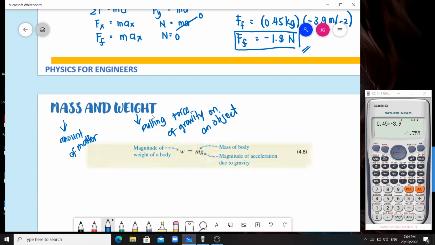Kasi si weight, naapektuhan siya ng gravity. So, kung ang object mo ay wala sa Earth, may iba yung weight. Unlike sa mass, kahit saan siya pumunta, yun pa din yung amount of mass niya or amount of matter. Kasi it is in terms of the object itself or the matter itself. Yung weight, it depends on the gravity acting on the object. Okay? So, weight is equals to mass times gravity.